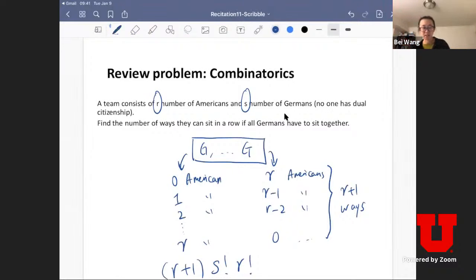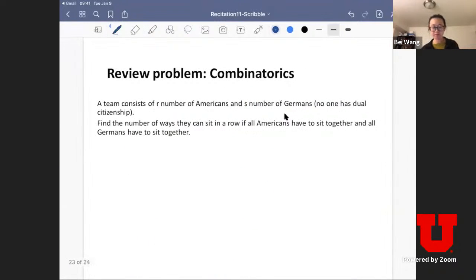Now let's make it a slight variation of this question. Again, I have R American students and S German students, but I want to make sure that all the American students sit together and all the German students sit together. So now I put a little bit more constraint on it. You should be able to solve this again within roughly 2 minutes, and you can pause the video now.